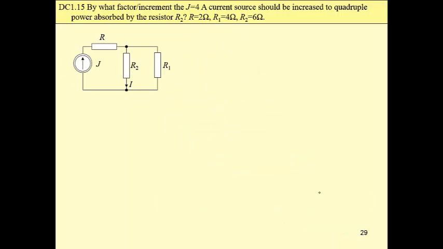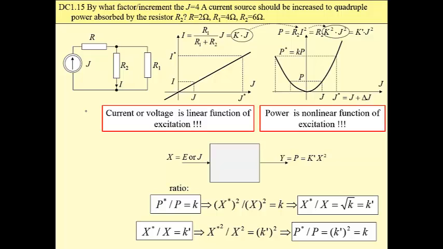Now, let me consider the same circuit, but the problem here is to find the power which is dissipated by a resistor. What is the relationship between an input current source and the output, power dissipated on a resistor? This relationship is a non-linear one.